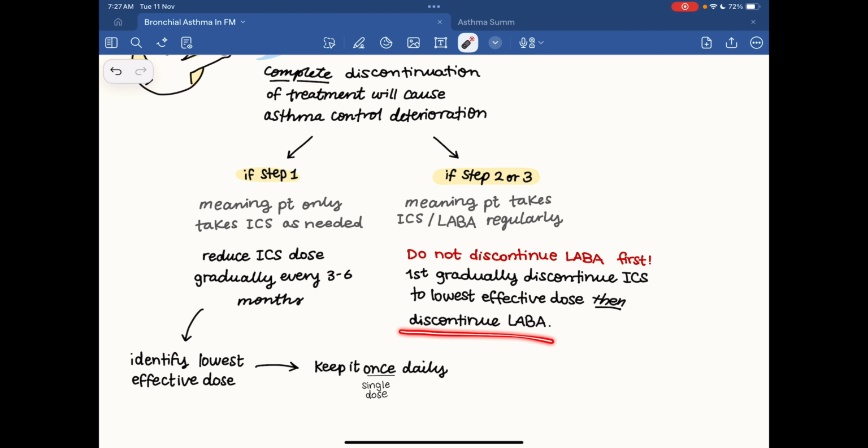بعدين we can discontinue LABA بكبره. و if we discontinue LABA بكبره خلاص صار بس عندنا ICS نمشي على ICS identify lowest effective dose بعدين keep it once daily. Pretty good.